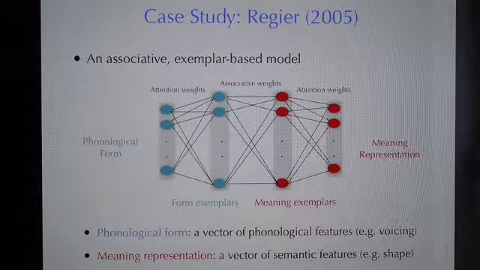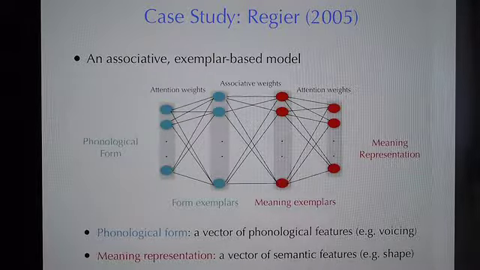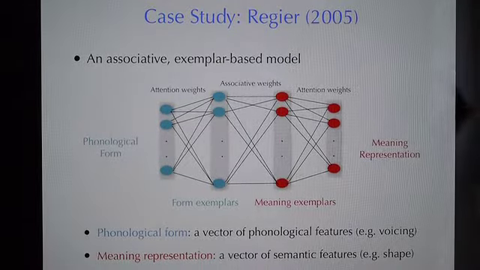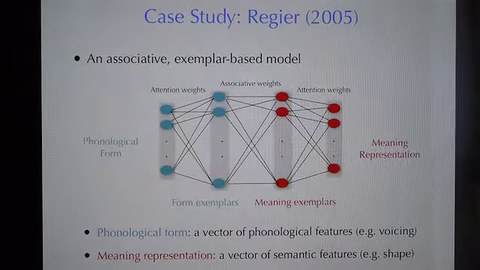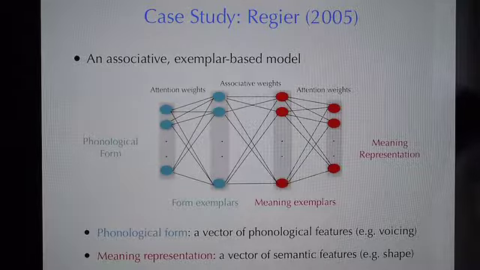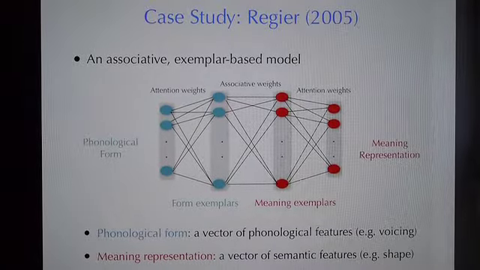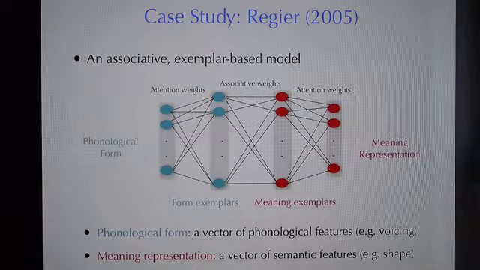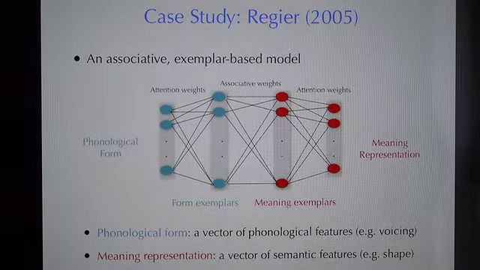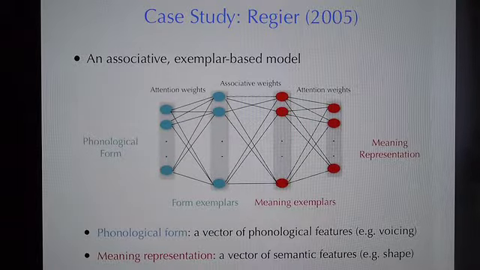The weights perform different functions. Between the phonological form and the next hidden unit, or the meaning representation and the next hidden unit, you have weights and connections which basically determine how much attention the model will pay to each of the features in the phonological or meaning representation of a word. And we will talk about this a little bit later. Between the hidden layers, you also have connections with different weights, and these are simply called associative weights because they determine to what extent a form is associated with a meaning.